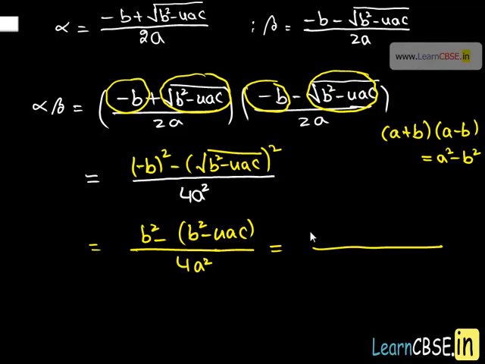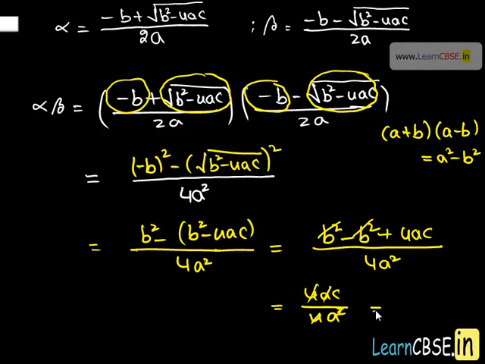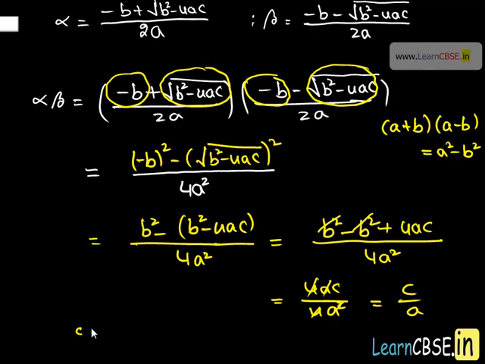By distributing the negative inside the bracket, we have b square minus b square. The product of two negatives will be a positive, and we have 4ac. B square and negative b square cancel out in the numerator, and we remain with 4ac upon 4a square. 4 and a in the numerator and denominator are cancelled, therefore the product of the roots alpha times beta is equal to c upon a.